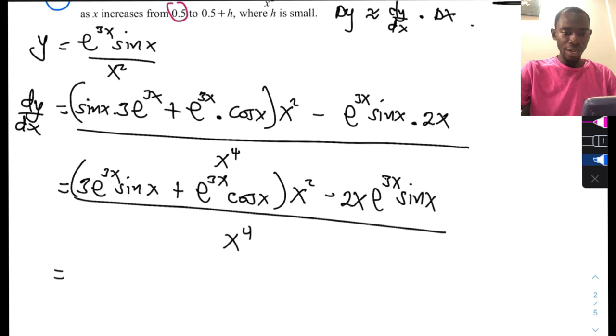So e to the power 0.5, okay, sine 0.5 plus e to the power 3 into 0.5, cos 0.5, all times 0.5 squared, minus 2 into 0.5, e to the power 3 into 0.5, sine 0.5, all over 0.5 to the fourth power.